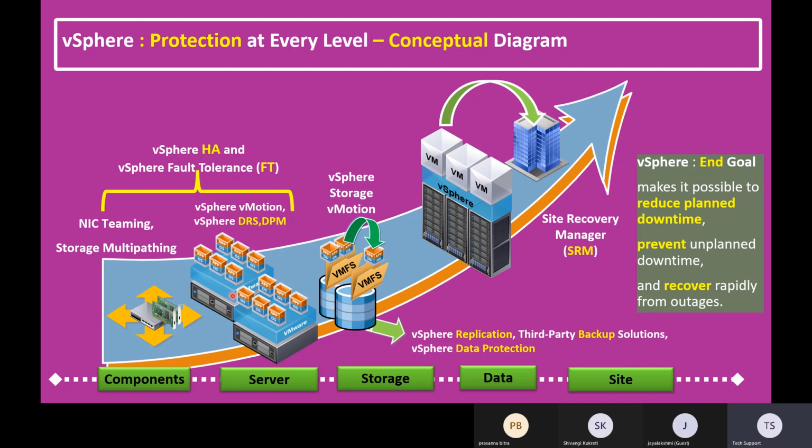Let's say my ESX host is completely down. In that scenario, we'll use the feature called vSphere High Availability, and to provide 100% availability, vSphere Fault Tolerance. So that is the server section. Let's come to the storage section.